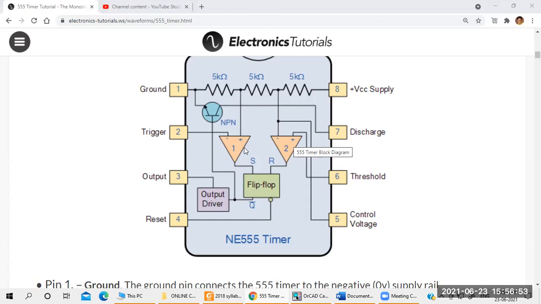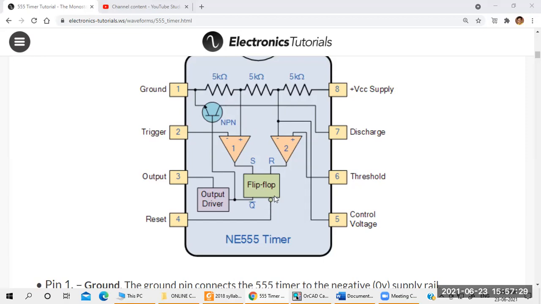Then the output of the first comparator is connected to the flip-flop, that is the set mode. Same thing, the second comparator output is connected to the flip-flop for the reset mode. Understood? Next, the positive of the second comparator is connected to the threshold voltage. This means you have to maintain some reference voltage here, from which you can compare. Same thing for the first comparator: we can compare the signal with the trigger voltage and the supply voltage.